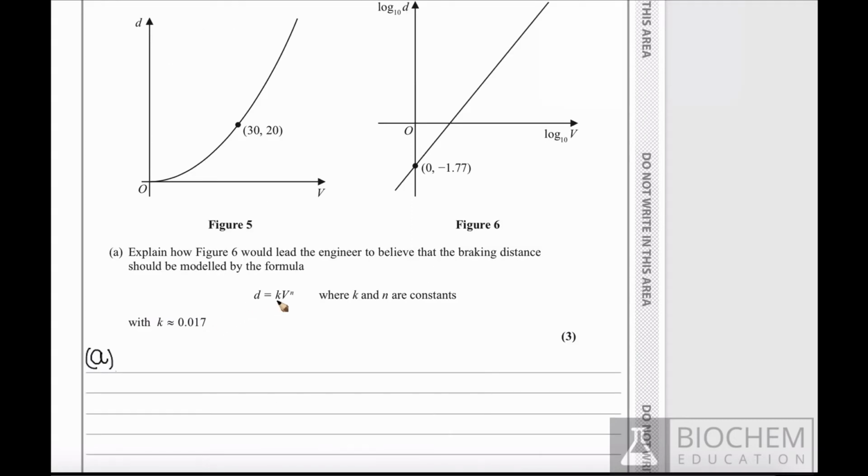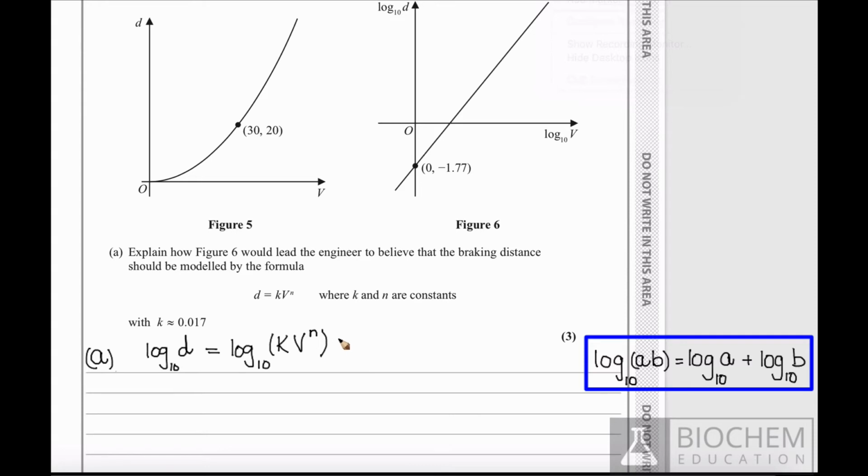We can start our answer by taking log of the left and the right hand side of this equation, and then proving that the resulting equation matches the equation of a straight line, which is y is equal to mx plus c. So taking logs, we can say log to the base 10 of d equals log to the base 10 of k v to the power of n.